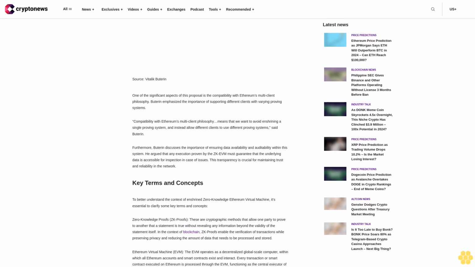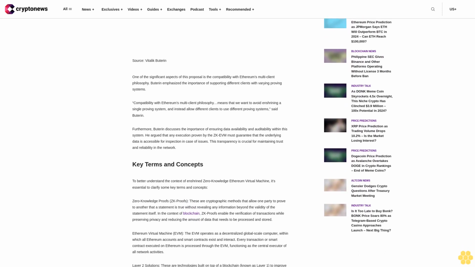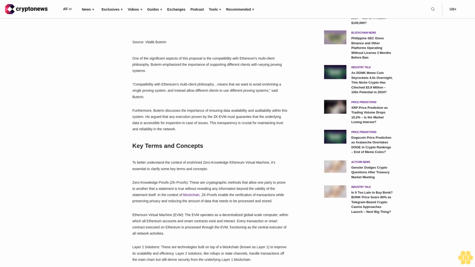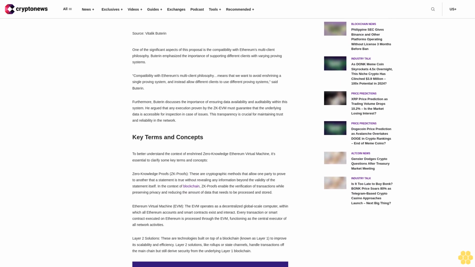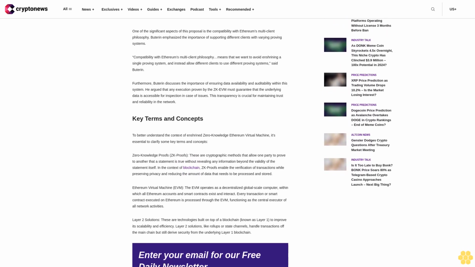Furthermore, Buterin discusses the importance of ensuring data availability and auditability within the system. He argued that any execution proven by the ZKVM must guarantee that the underlying data is accessible for inspection in case of issues. This transparency is crucial for maintaining trust and reliability in the network.